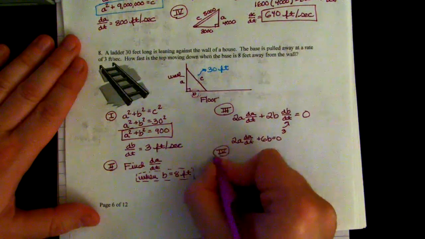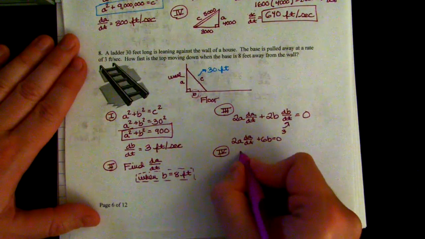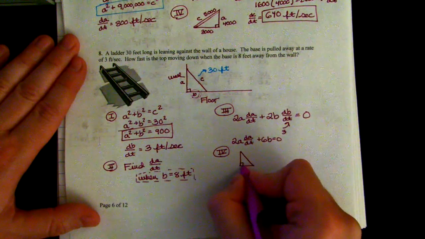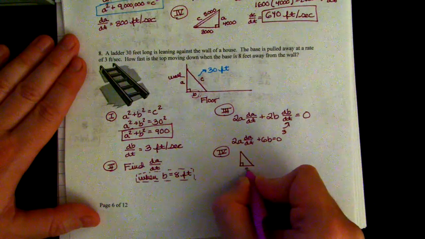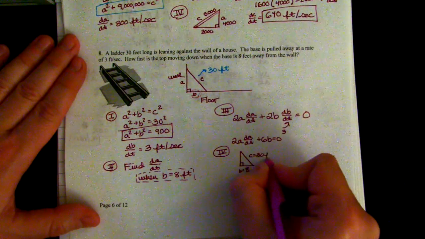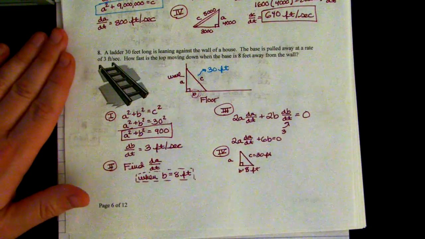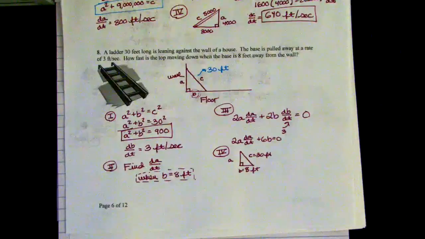Part 4. I want to plug in my 8, but I also need to know the a value. Let me go and solve my right triangle first. I know that b is 8. I know that c is always 30 feet. I don't think there's any way around the Pythagorean theorem here. So take a moment, use the Pythagorean theorem, and why don't we get an exact answer for a that has a root in it?